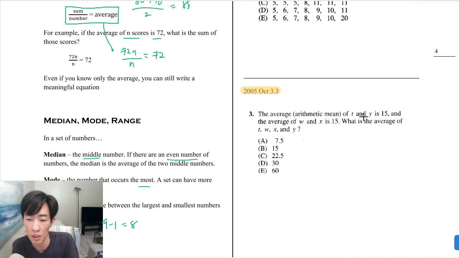Next question: the average of t and y is 15. The average of w and x is 15.